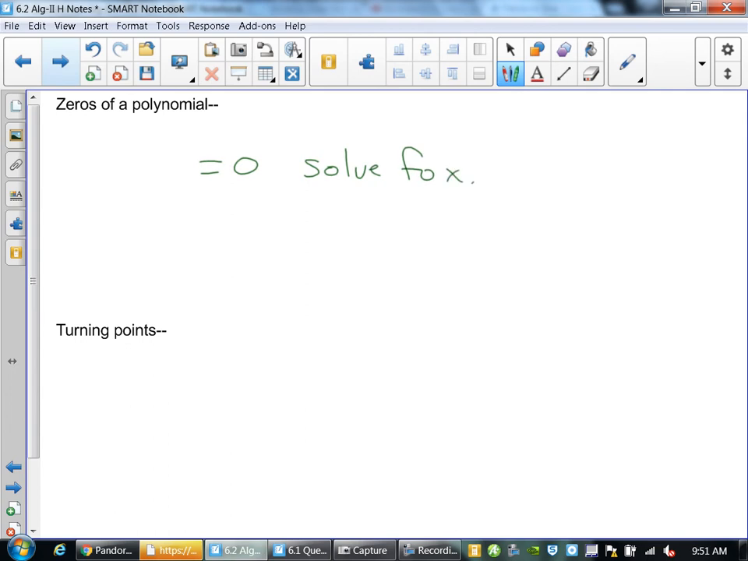Again, this is a reminder that the zero is where the graph crosses the x-axis. So it's where it's crossing the x-axis. Now, if you remember from the quadratic unit, you could have real zeros or you could have imaginary zeros. Today I'm going to talk more about real zeros. It's going to be factorable things that we'll be able to do rather quickly.